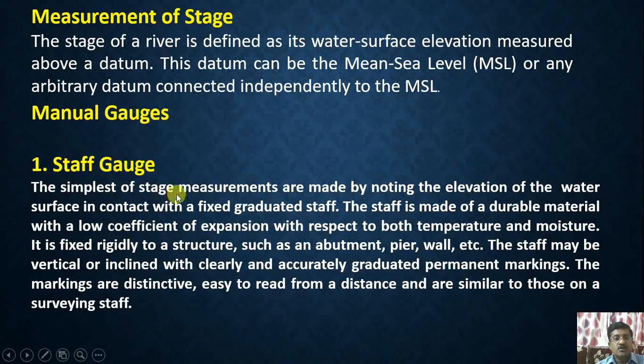The simplest of stage measurements are made by noting the elevation of the water surface in contact with a fixed graduated staff. The staff is made of durable material with a low coefficient of expansion with respect to both temperature and moisture. It is fixed rigidly to a structure such as an abutment, pier, wall, etc. The staff may be vertical or inclined with clearly and accurately graduated permanent markings. The markings are distinctive, easy to read from a distance, and are similar to those on a surveying staff.